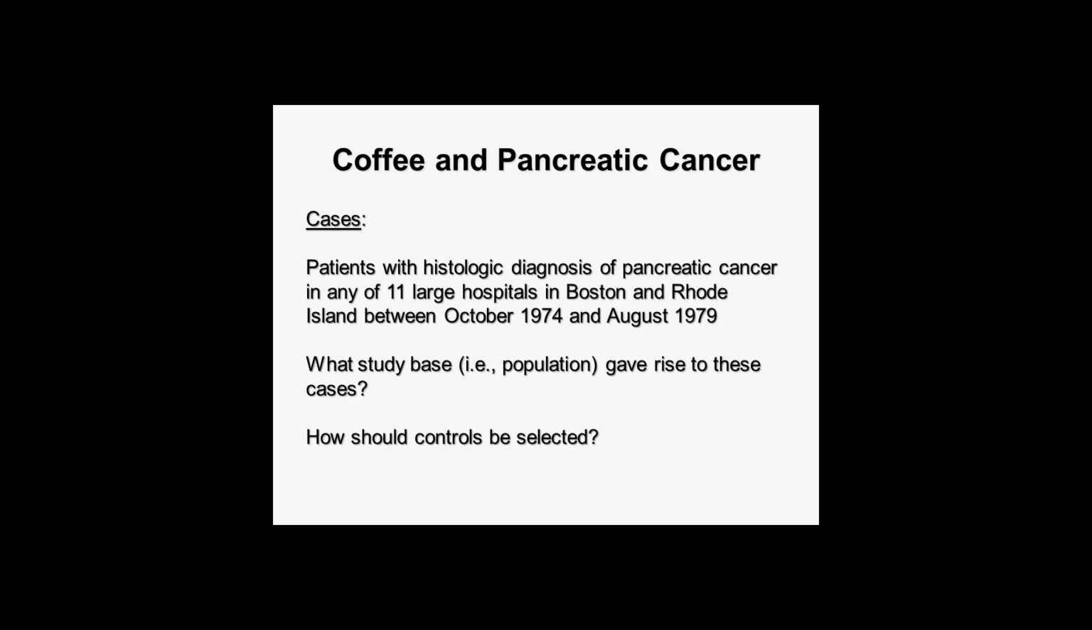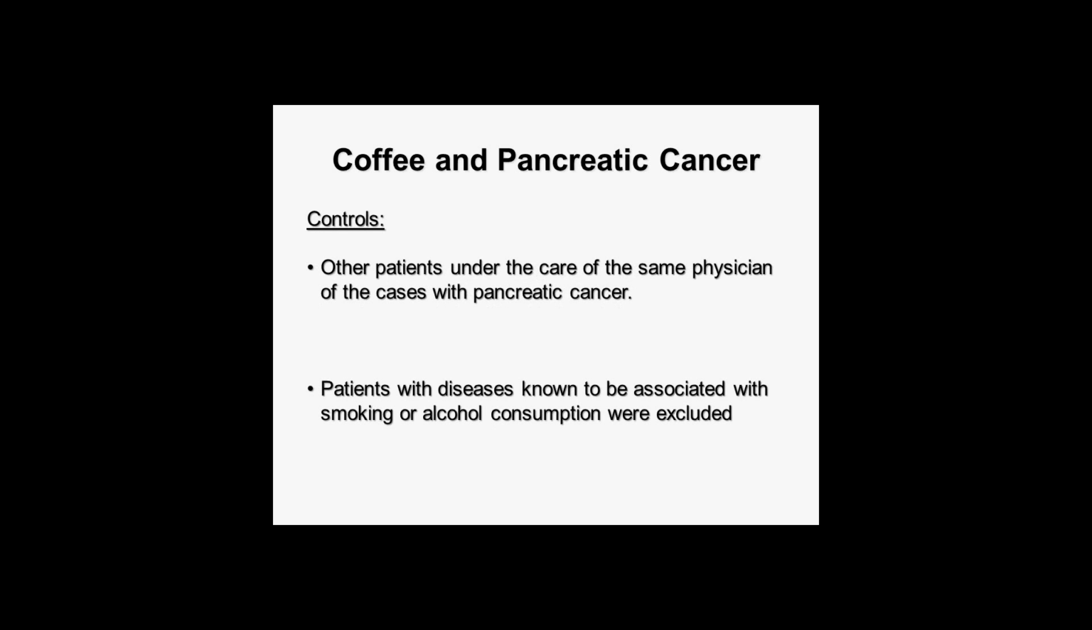So how should the controls have been selected? We want to take a guess. We have population, neighborhood, family, and hospital controls. Hospital controls. That's what they used. I would have used neighborhood or population controls. Perhaps, since it was back in the 70s that people had landlines, I would actually go in and do a random digit dialing of people who live in the same area as those cases and ask them about their coffee use. And unfortunately, that's not what McMahon and others did.